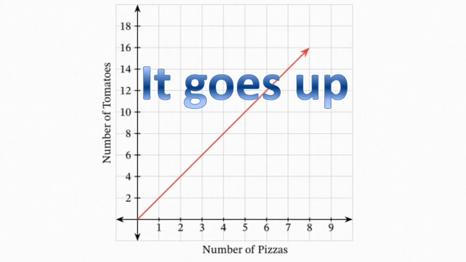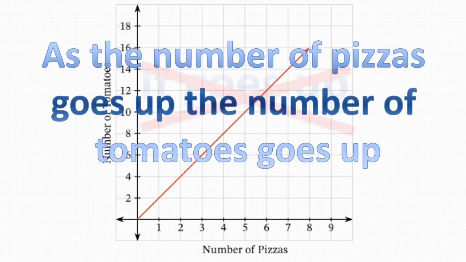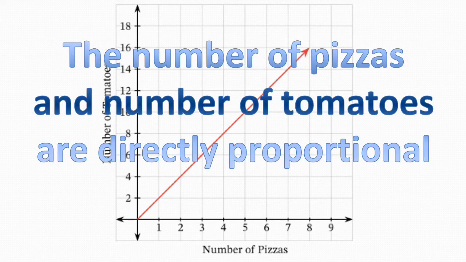Quite a common answer is for students to write something like "it goes up." This answer won't get you very many marks in the exam, and we're going to look at a far better answer. You could say something like, "as the number of pizzas goes up, the number of tomatoes goes up." Or even better, the number of pizzas and the number of tomatoes is directly proportional.